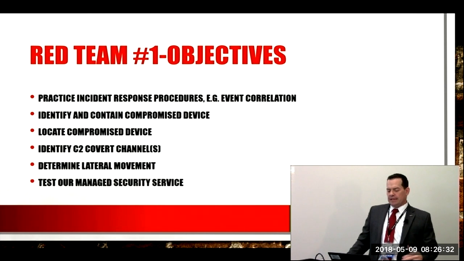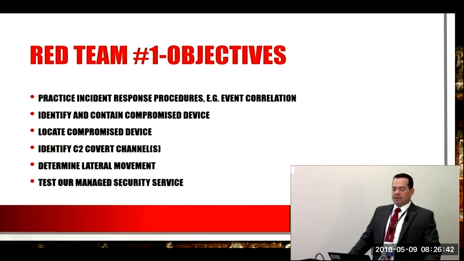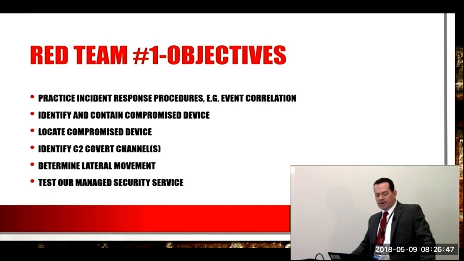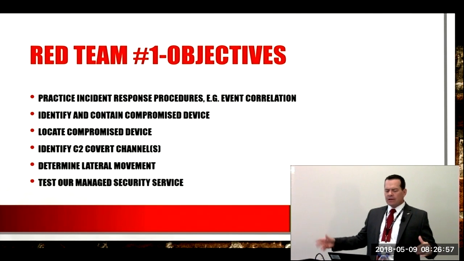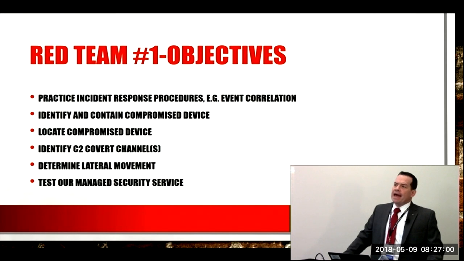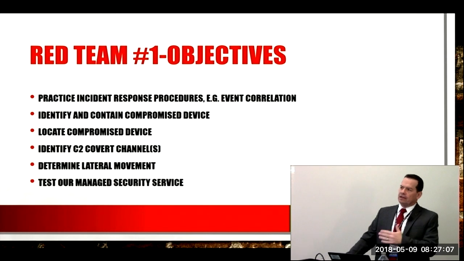So our first red team, we wanted to practice our incident response. For example, event correlation. We wanted to be able to identify and contain compromised devices, locate compromised devices, identify the C2 channels, determine if there was any kind of lateral movement, and also we have a managed security service provider to see if they were able to detect it, to see if they were going to be able to alert on it. And that's another assumption.